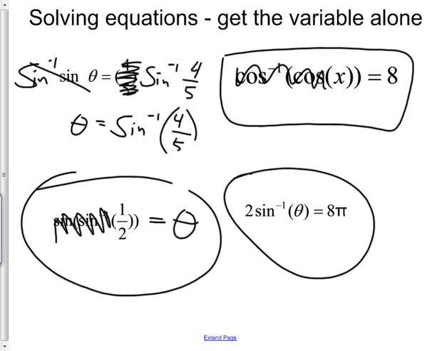Okay. I would like you to look at this one with me for a moment and see what you think we should do first. We're trying to get the theta alone. Divide by 2 is correct. If we divide by 2 here and here, that'll cancel that. And now what's 8 pi over 2? 4 pi. So sine, inverse sine of theta is equal to 4 pi.